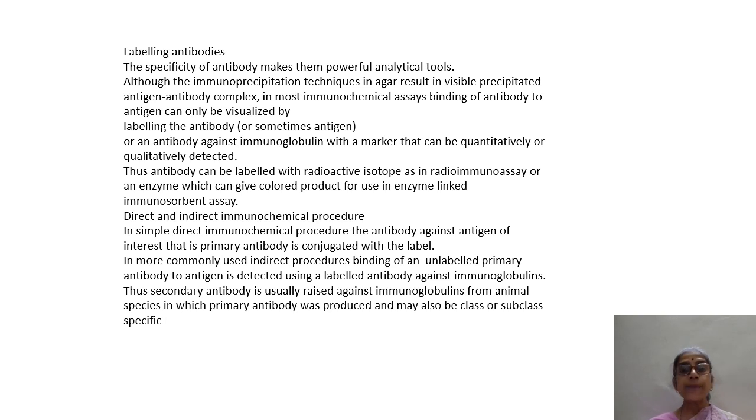This secondary antibody is raised against the primary antibody from the animal species in which the primary antibody was produced. The secondary antibody may also be class or subclass specific. If the primary antibody was raised in rabbit, the secondary antibody can be raised in goat or some other organism.